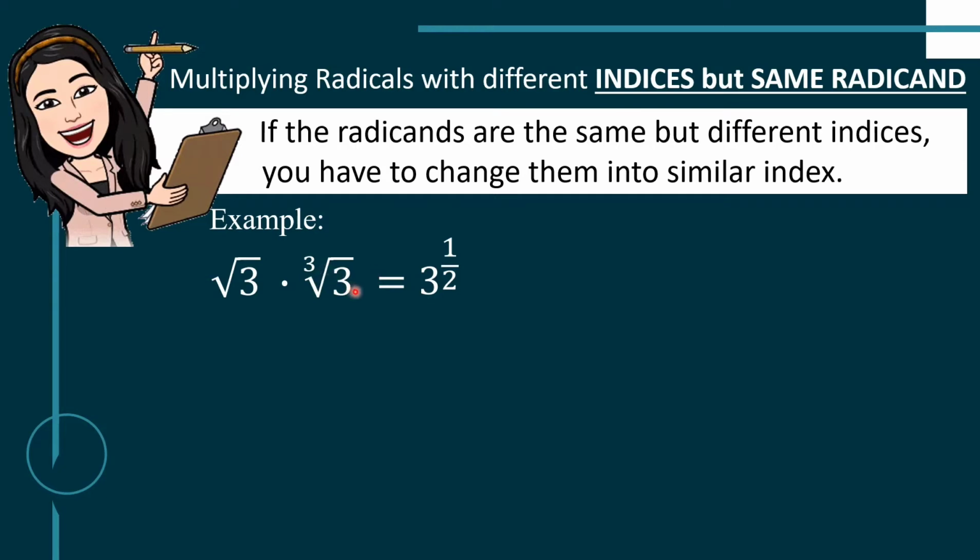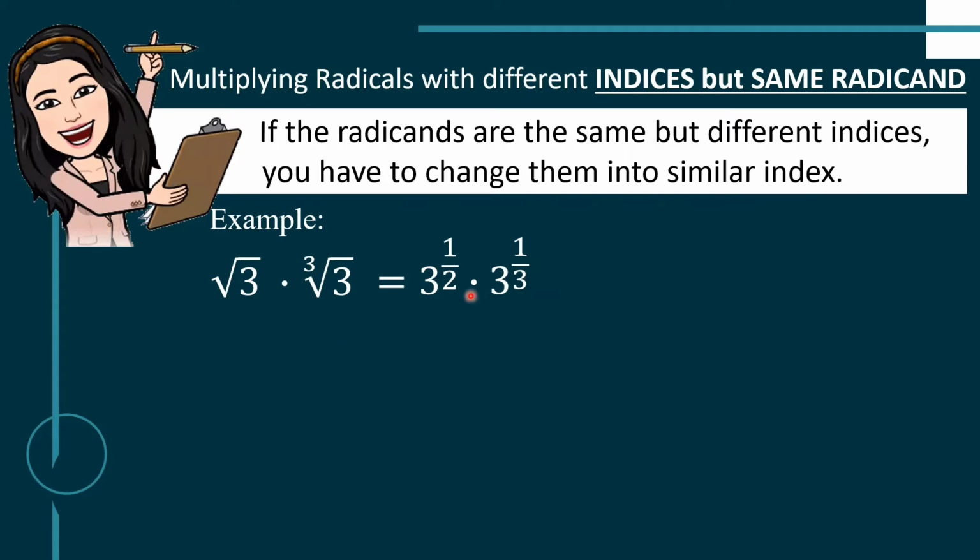Ito ay magiging, okay, multiply natin kay 3 raised to 1/3. 1/3 ngayon ang kanyang exponent. Kasi, ang 3 ang index, ito yung denominator. 1 ang numerator, yun yung ating exponent dito. Nakuha? So, after this, gagawin natin yung fraction natin, i-apply natin kung paano tayo magiging similar fraction.